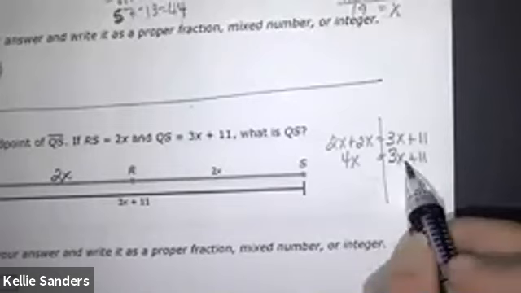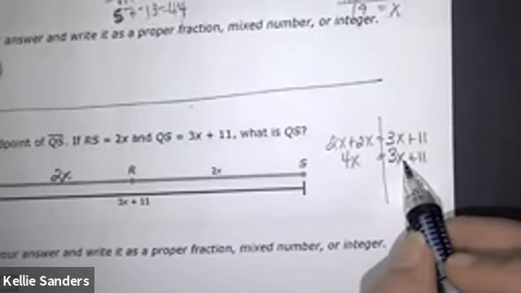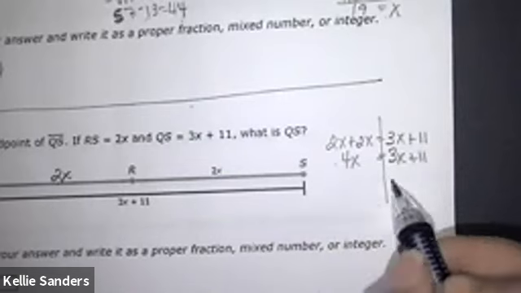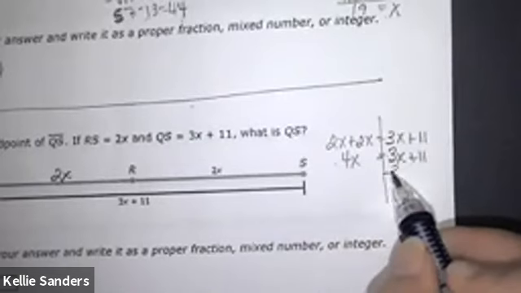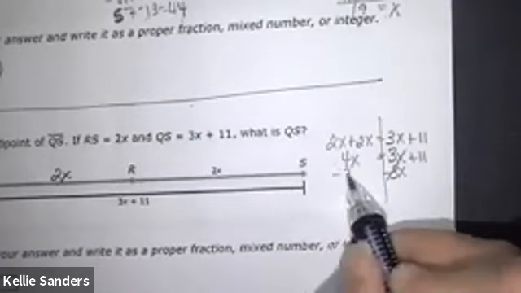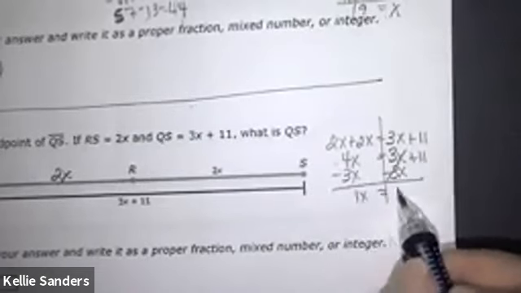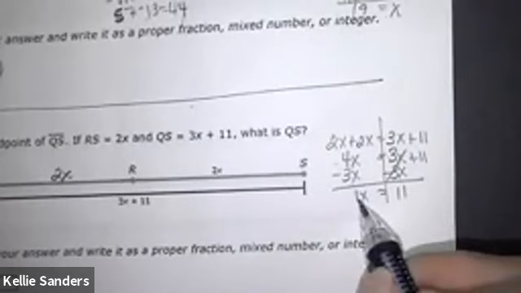This has an x and this has an x. Most of the time, it's easier to move the smaller x. So we're going to move this x over to this side. It's positive now, so we're going to subtract it. 4 minus 3 is 1. 1x is the same as x, so I'm saying x is 11.